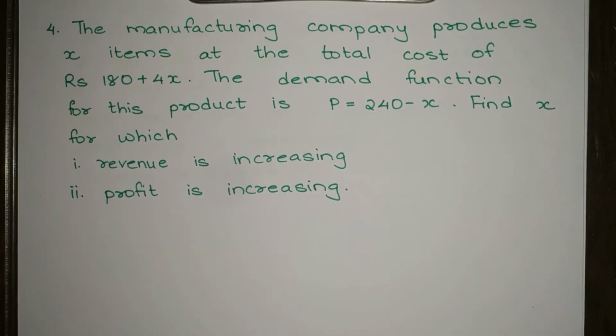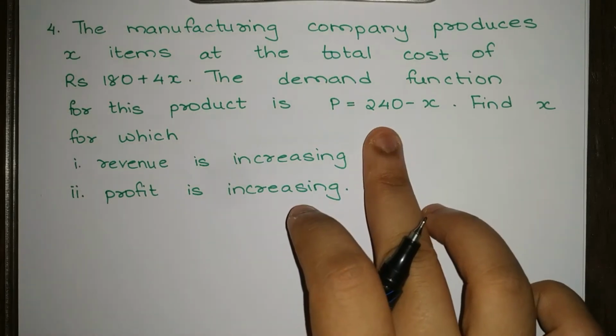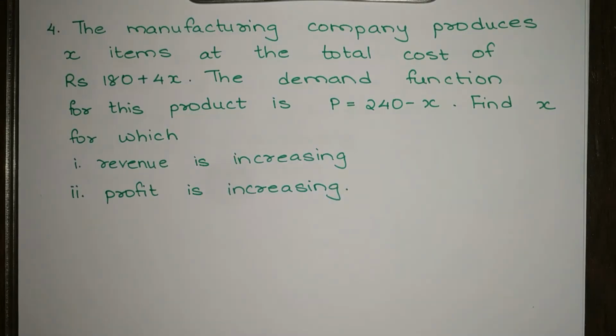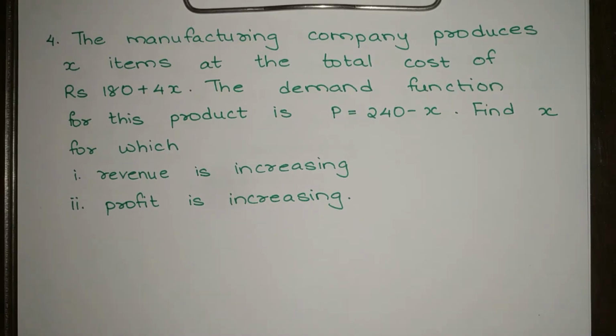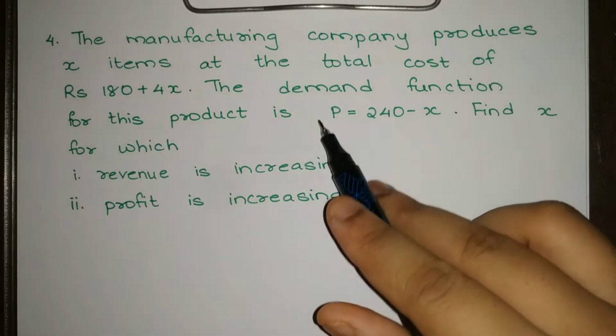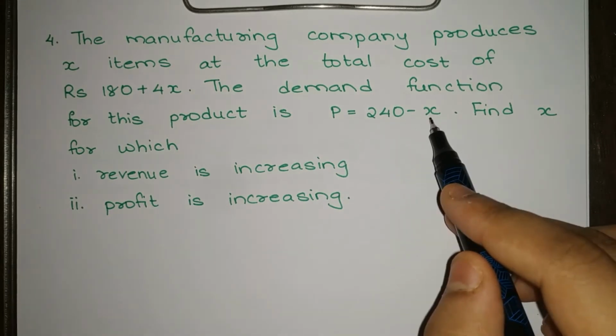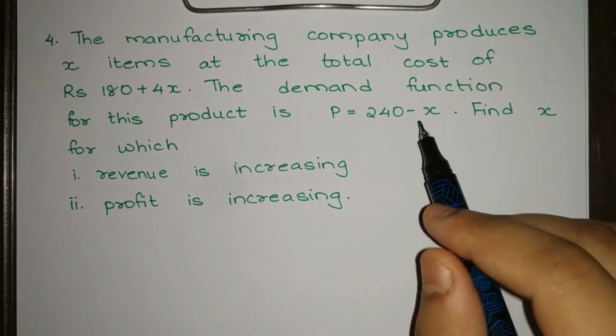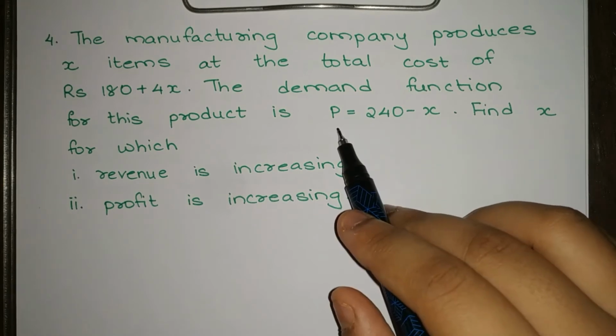A manufacturing company produces x items at the total cost of rupees 180 plus 4x. तो ये total cost है. The demand function of this product is given as P is equal to 240 minus x. Find x for which first revenue is increasing and second profit is increasing. So here the demand function ऐसे बोला है but actually we are given the price, okay? Because x is the number of items, so actually x is the demand and here we are given the price.